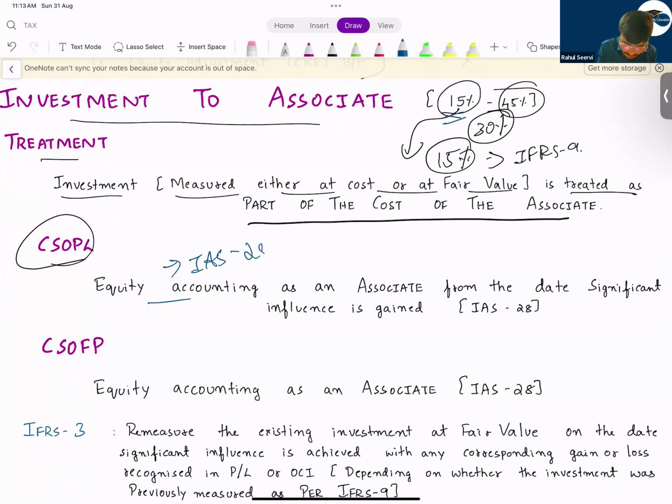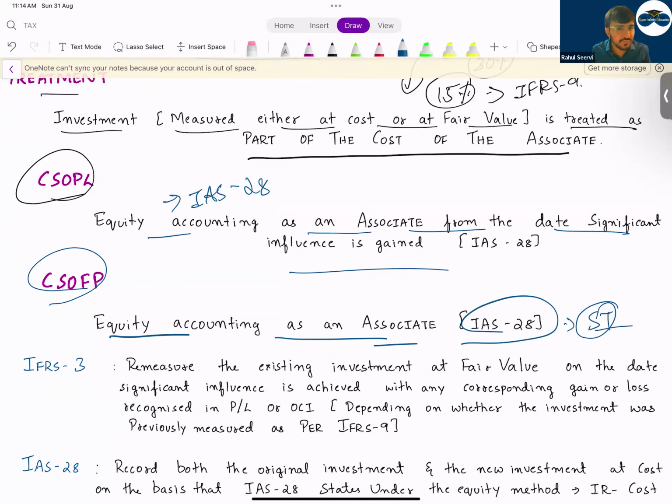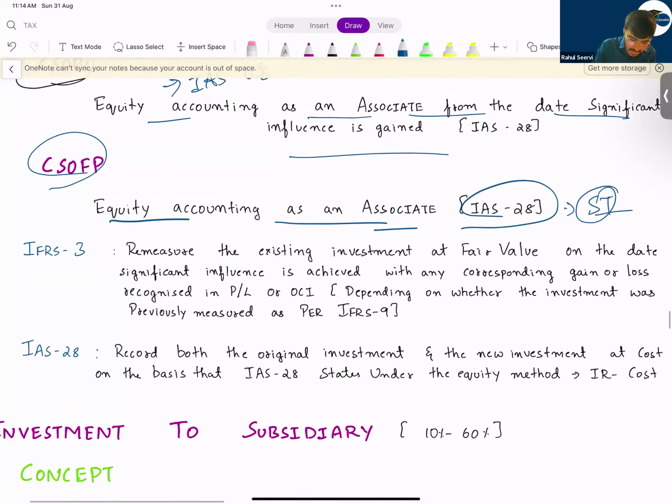IAS 28 we will apply as an associate from the date significant influence is given. Then in the balance sheet, equity accounting as an associate under IAS 28, from the day when we get significant influence. Simple. Now see here, IFRS 3.